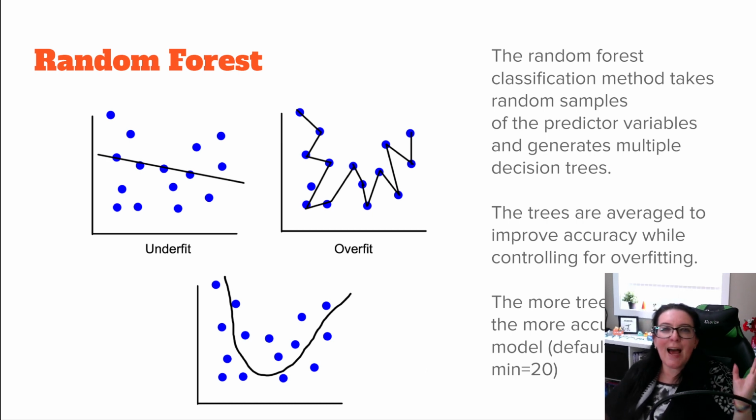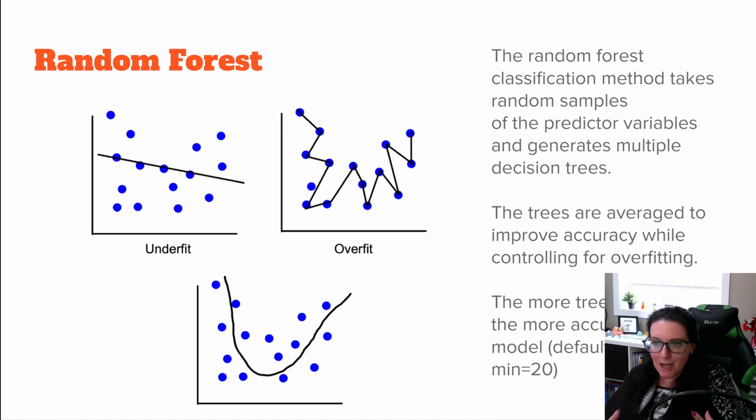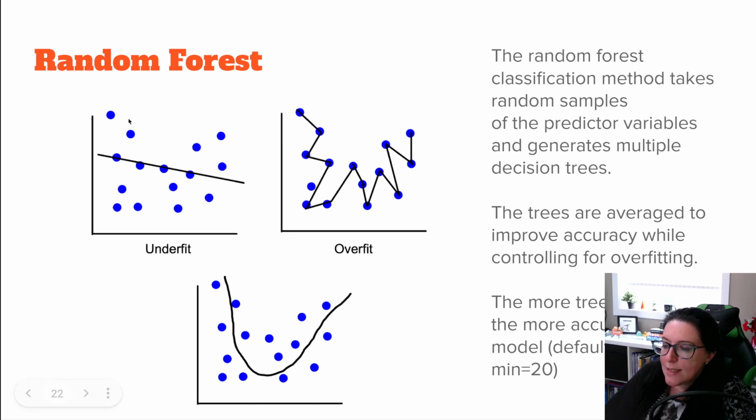The benefit of this averaging of decision trees is what the random forest method does, is it can improve accuracy while controlling for overfitting. So we haven't seen it yet in our videos, but in our videos related to forecasting, we're going to talk about overfitting. So just a little aside, here is, let's say, a linear model. We fit a line to this data. It is underfit. You see how this line does not explain the relationship between these points?